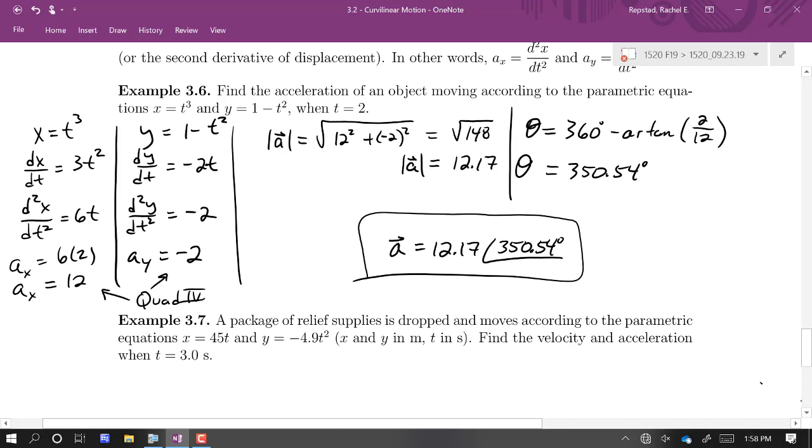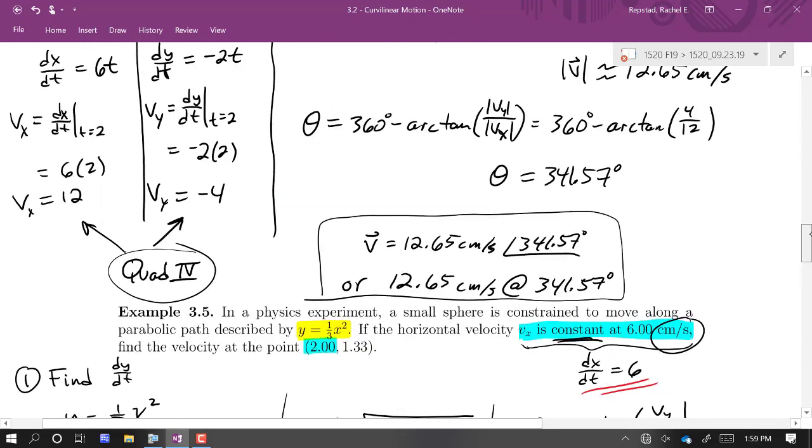One more. You want to do it? Let's do it. I'd like to add a quick question. Yeah. Why do you use -2 when you're finding theta instead of just 2? Because Ay is -2.